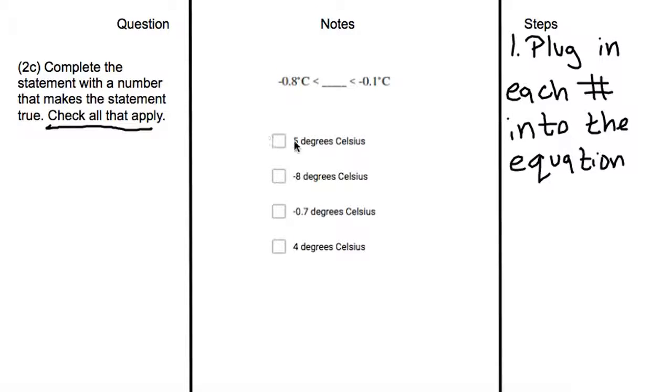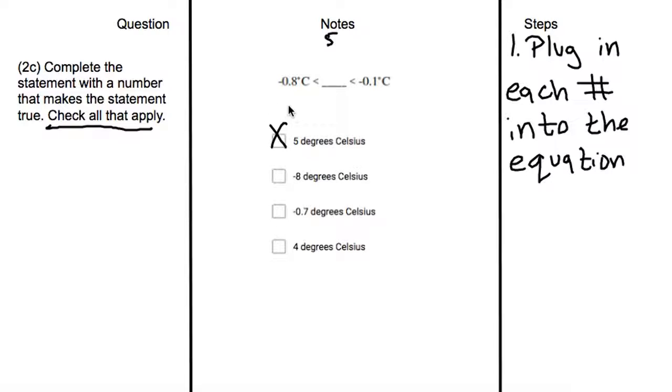So if we're going to plug in 5 degrees Celsius into this equation, reading it from left to right, it's going to say negative 0.8 degrees Celsius is less than 5, which is less than negative 0.1 degrees Celsius. Now if we're trying to figure out if this is a true statement, is negative 0.8 degrees Celsius less than 5? That's the first part, and yes, it is. But now we have to look at the second part and say, is 5 less than negative 0.1 degrees Celsius? And that is incorrect because a positive is never going to be less than a negative. So we know that's incorrect.